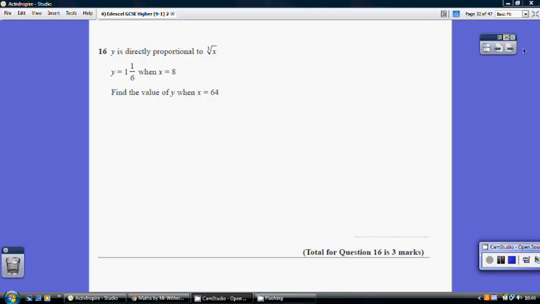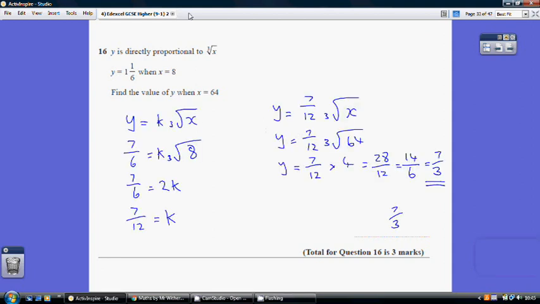Question 16. So very much a set process you follow on one of these. As y is directly proportional to the cube root of x, your provisional formula is going to be y equaling k times the cube root of x. Had it been inversely proportional, it would have been k over the cube root of x. But as it's directly proportional, it's k times the cube root of x.